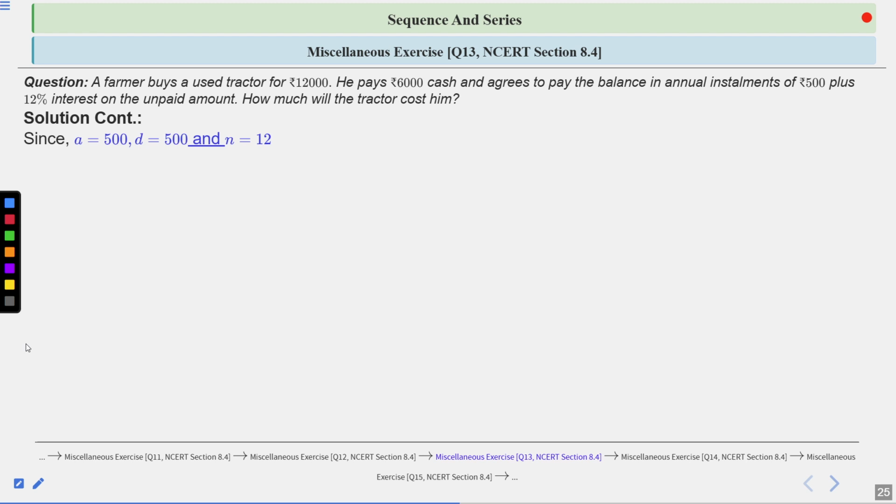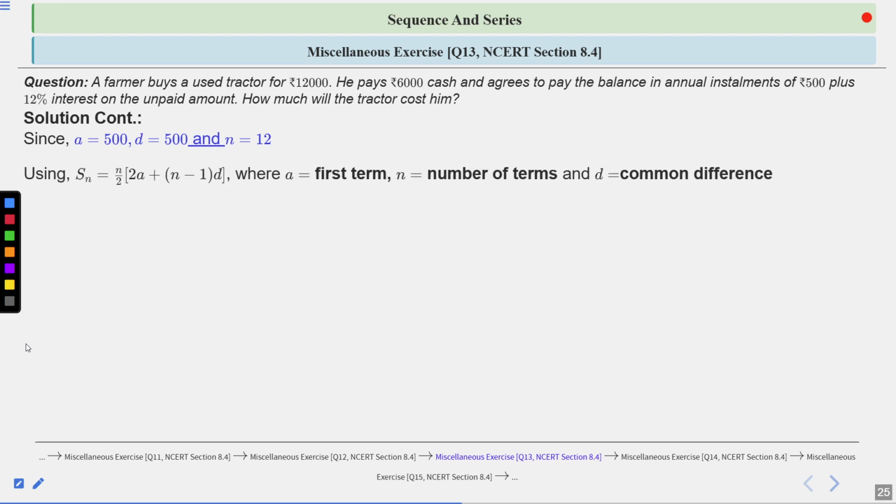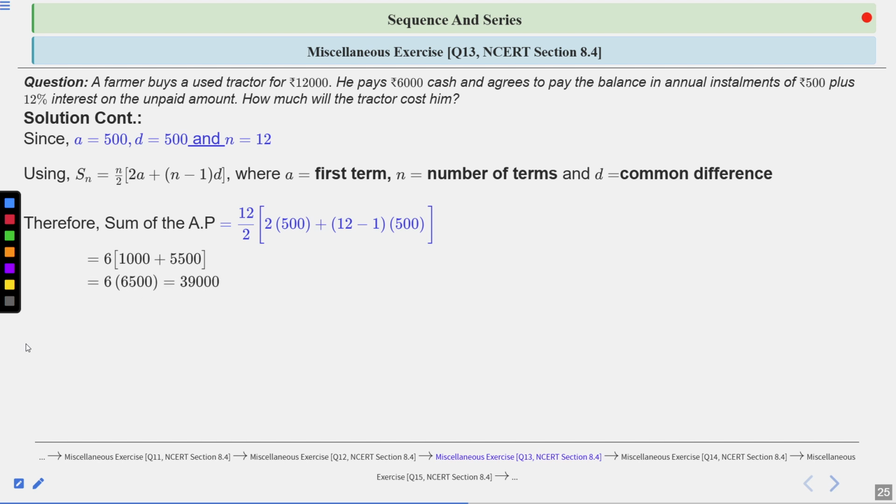Since A is equal to 500, D is equal to 500, and n is equal to 12, using Sn is equal to n by 2 into 2a plus n minus 1 into D, where A is equal to first term, n is equal to number of terms, and D is equal to common difference. Therefore, the sum of the AP will be equal to 12 by 2 into 2 into 500 plus 12 minus 1 into 500, right? Which is equal to 6 times 1,000 plus 5,500, which is equal to 6 times 6,500, which will be equal to 39,000, right?